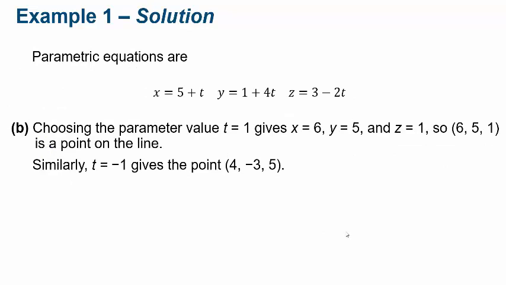Now it said to find 2 points on the line. So all you have to do is pick values of t. If you pick t is equal to 1 and plug it in, you get the point 6, 5, 1 as a point on the line. And similarly, if you pick the value t is equal to -1, it gives the point 4, -3, 5.